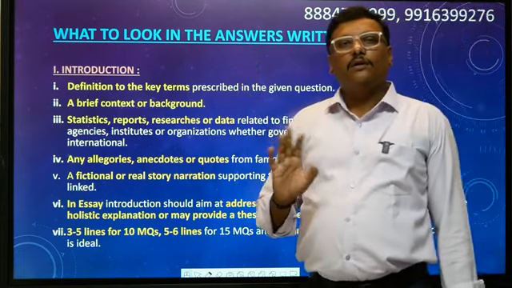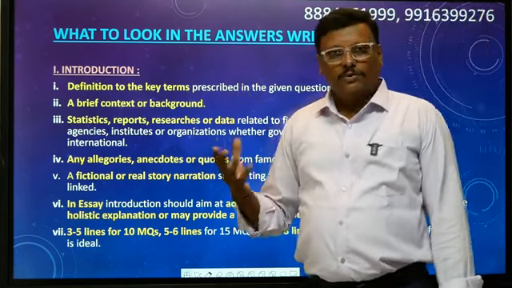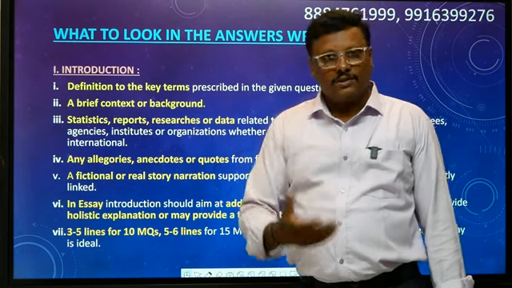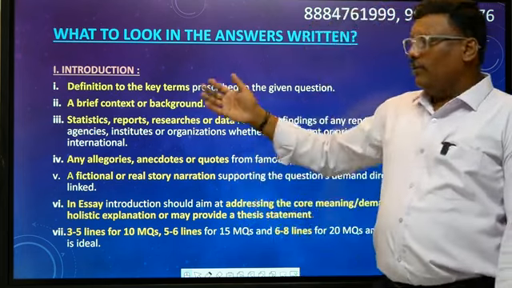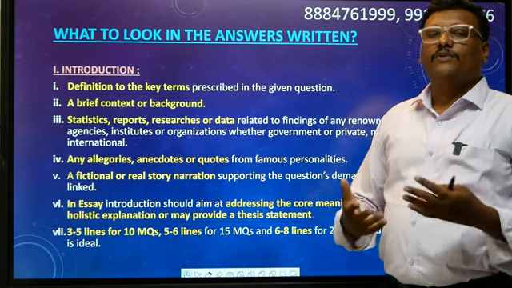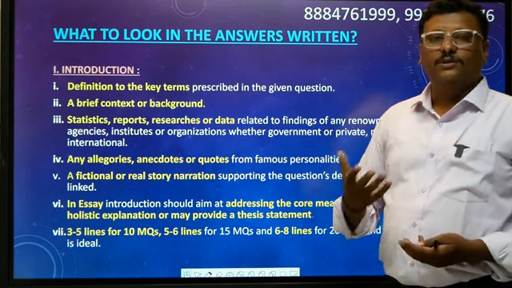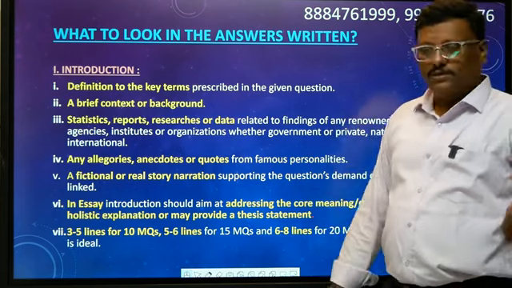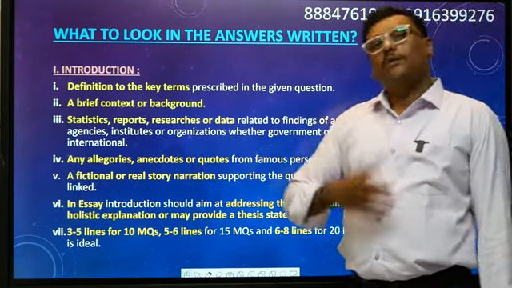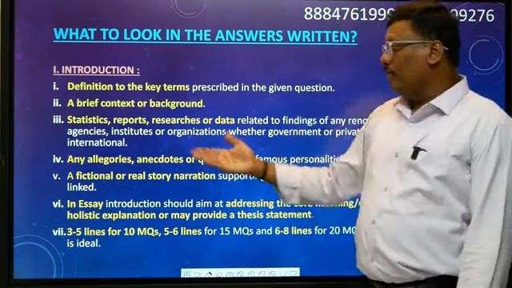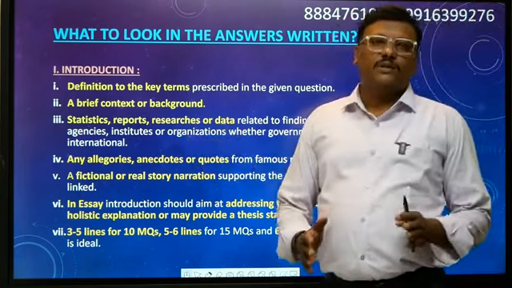That is not going to get you good marks, or bring diversity in your answer writing. So what is most important is that you try to mix different ways of introducing your answer, either by defining the key terms or providing a context or a background, right? Or probably bringing some sort of statistics or data reports.